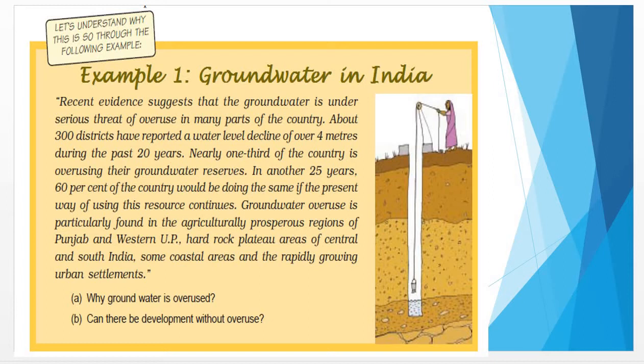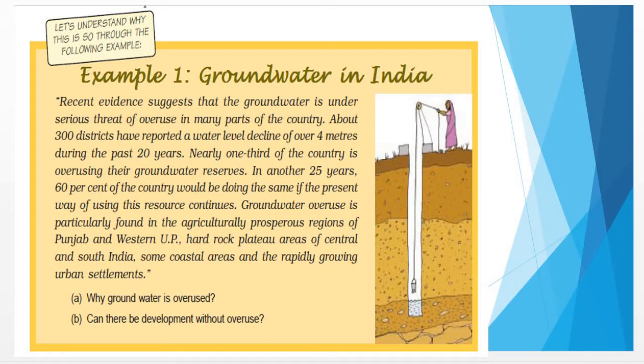The second question is, can there be development without overuse? Yes, of course, there can be development without overuse. We can practice sustainable development. Instead of using groundwater for extensive irrigation, we can use sprinklers. There are various ways through which we can avoid this overuse.